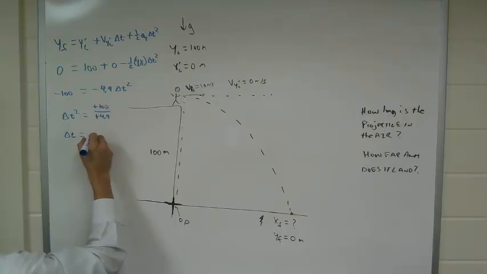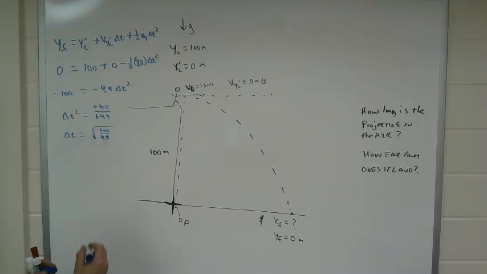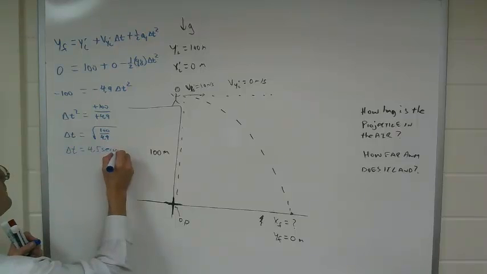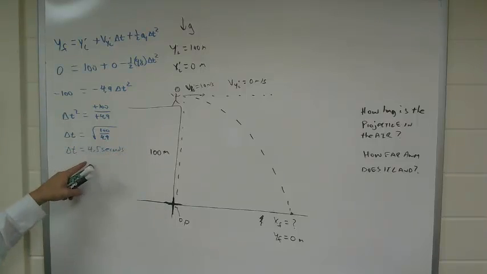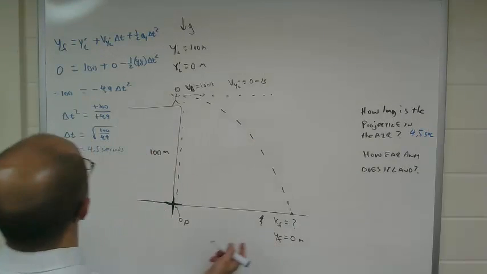And delta t is the square root of 100 over 4.9, which looks like it's going to be, so let's pull out our calculator and see what we get. Yep, 4.5. So it takes 4.5 seconds for our object to reach the ground. Now the nice thing is once you know the time, the time is the same for both, 4.5 seconds. How far away does it land?